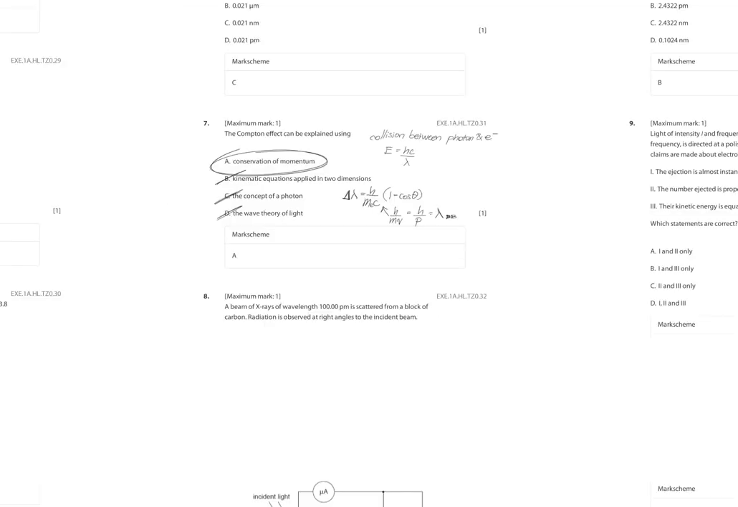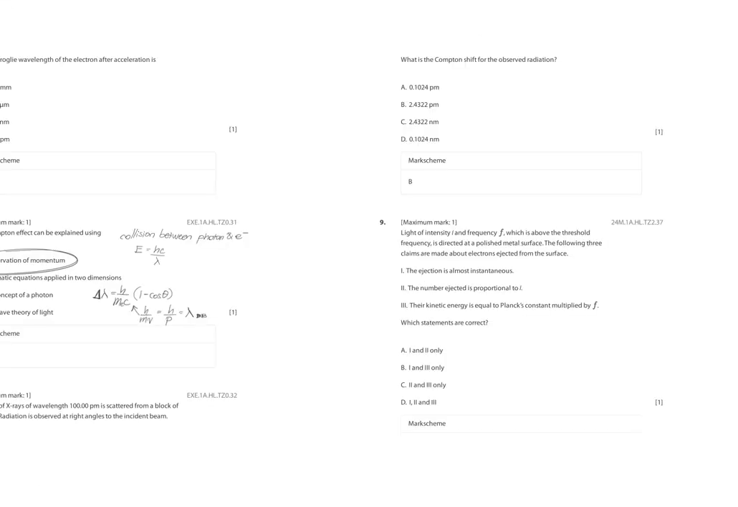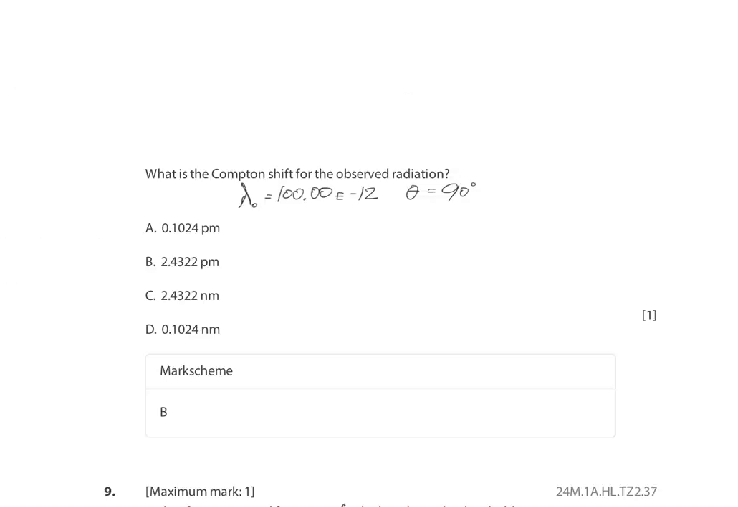Number 8. X-rays of wavelength 100 picometers scattered from a block of carbon. So this looks like it's going to be some Compton scattering because it's light hitting electrons of carbon. Radiation is observed at right angles to the incident beam. And yes, indeed, it says what is the Compton shift for the observed radiation. Alright, so our original wavelength is 100 picometers and our angle is 90 degrees. Notice that it's not asking for the new wavelength, it's asking for the shift, the change in wavelength.